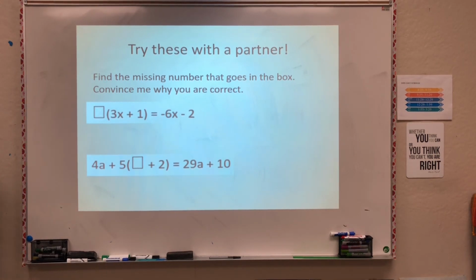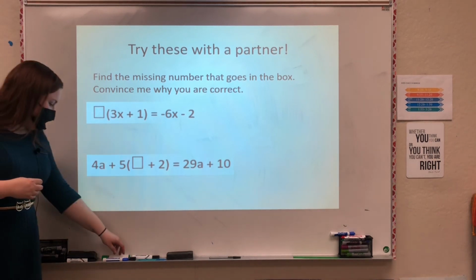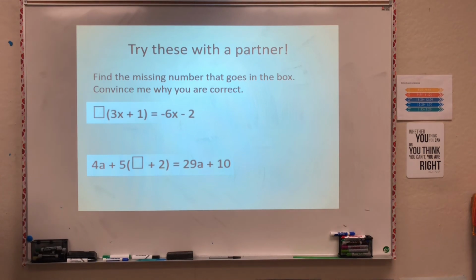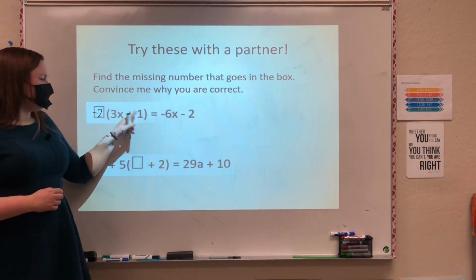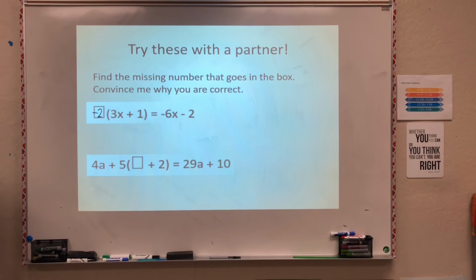So this first one here, I'd love to hear what you're thinking. Negative 2. Where is that coming from? Because negative 2 times 3 would give you negative 6. And then negative 2 times 1 would give you negative 2. All right. So if I wanted you to convince me why you're correct, you could write words, you could write math down. What do you want to write to convince me of this?